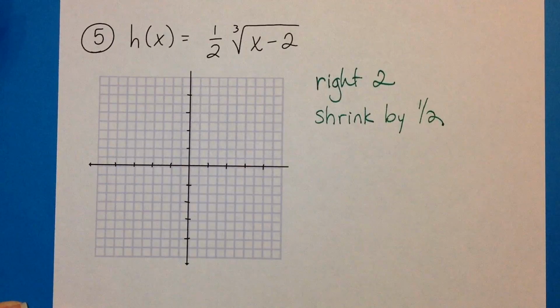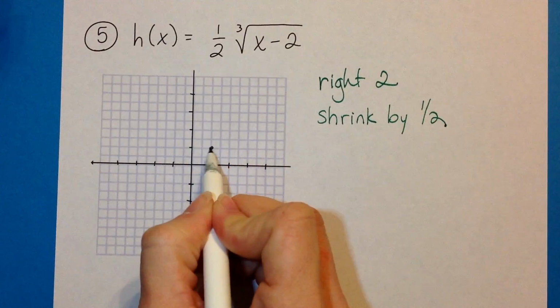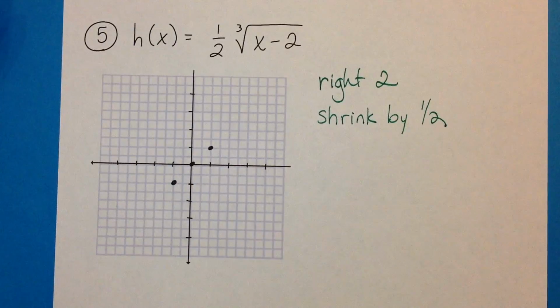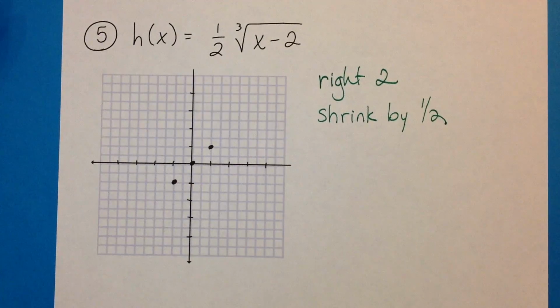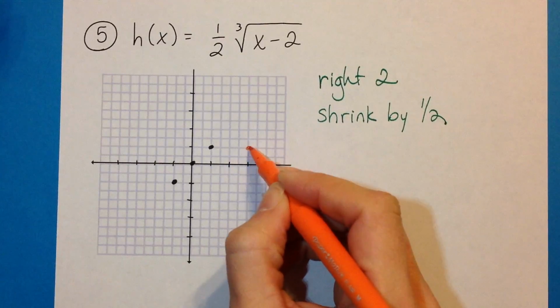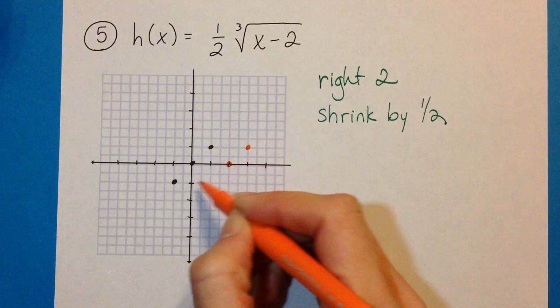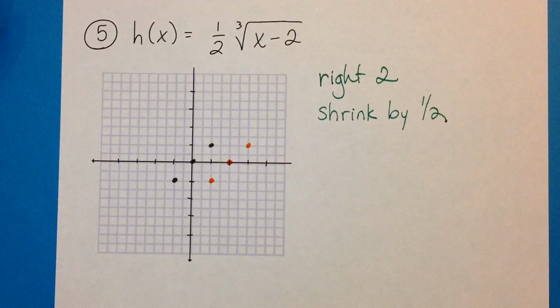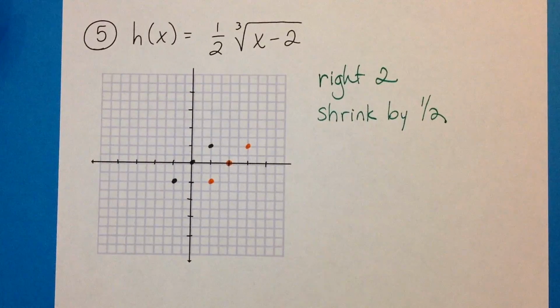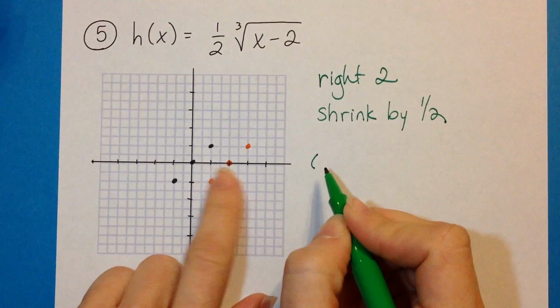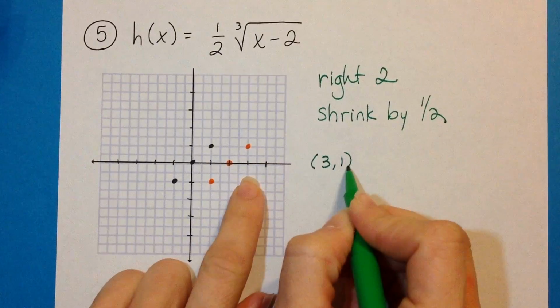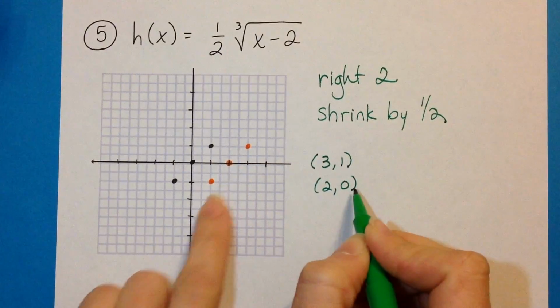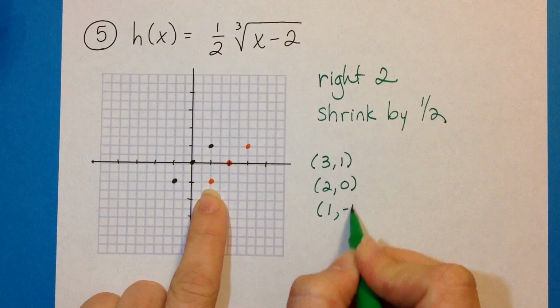Alright, so putting those 3 points in to get started. Okay, I'm going to shift each one of those to the right 2. Okay, but now I've got to do the shrink by 1/2. Okay, so if you want to list those points, so this would be 3, 1. This one is 2, 0. And this one is 1, -1.